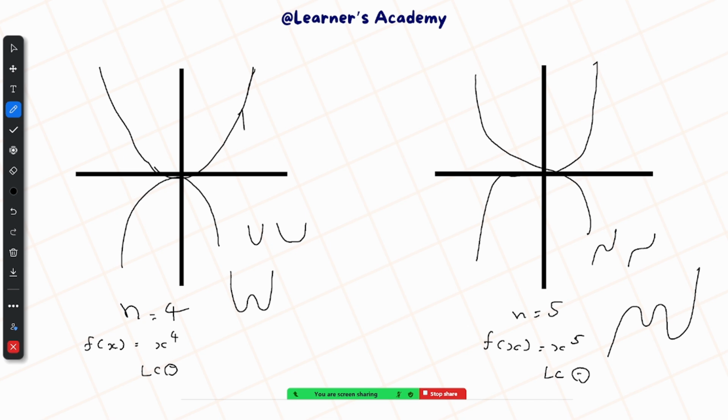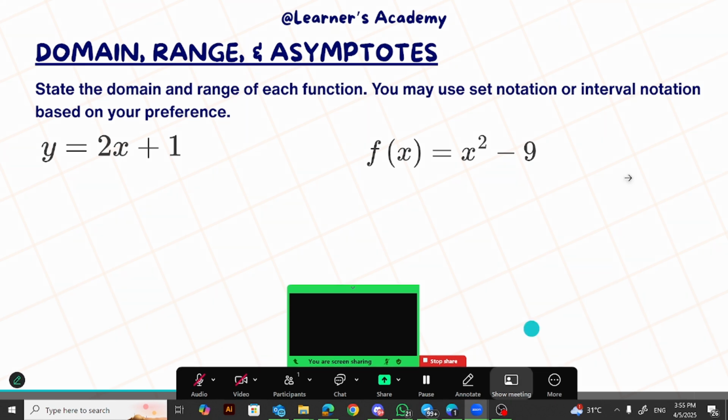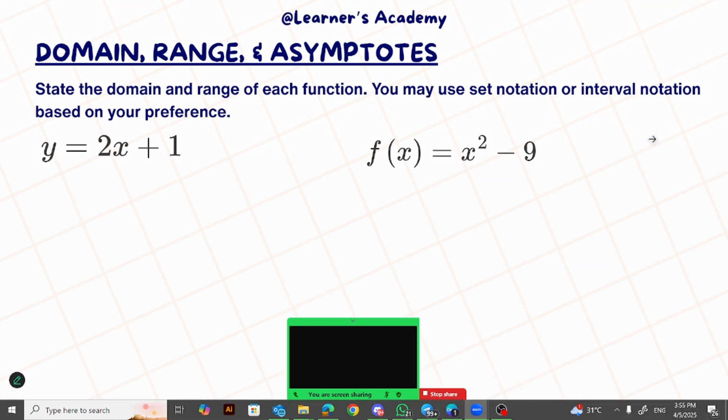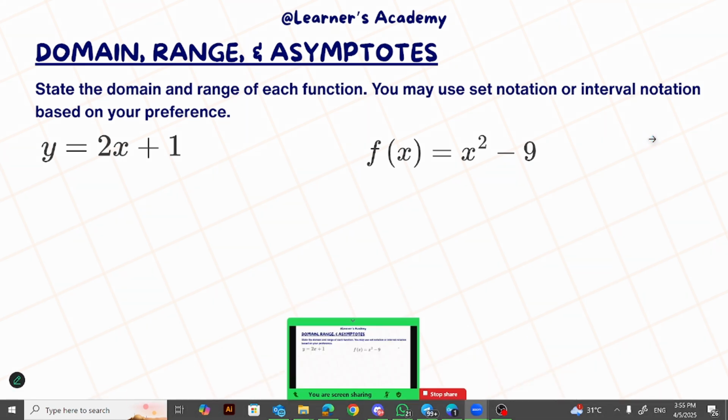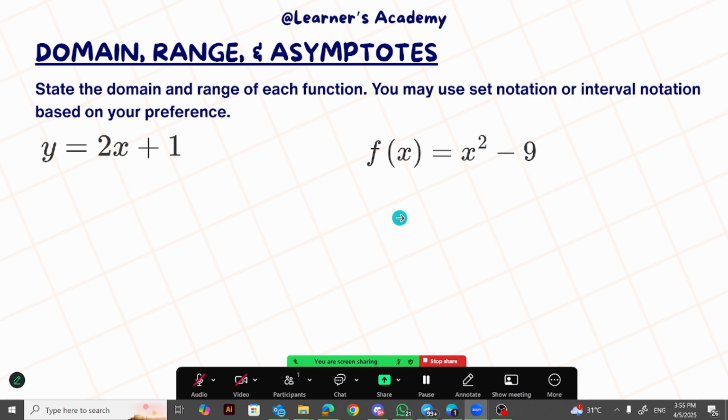And then we need to know how the increasing and decreasing intervals look based on the graphs that we are given, which will also be used later on in the chapter for curve sketching. Okay, let's move on to the next part of the prerequisites, and that is finding domain, ranges, and asymptotes.